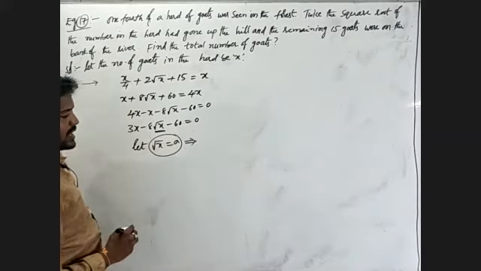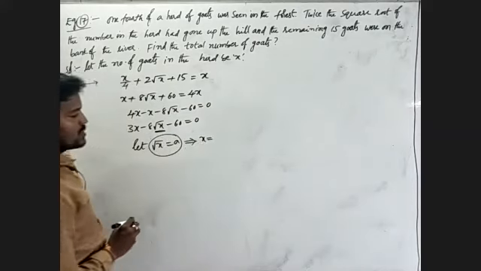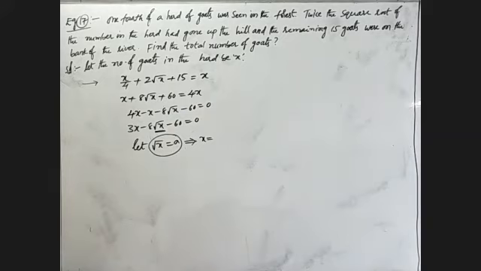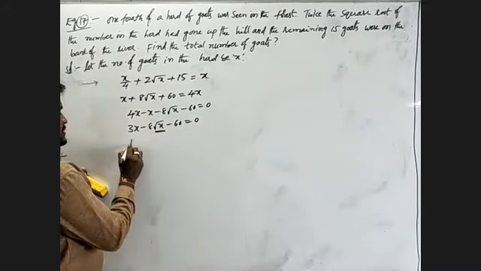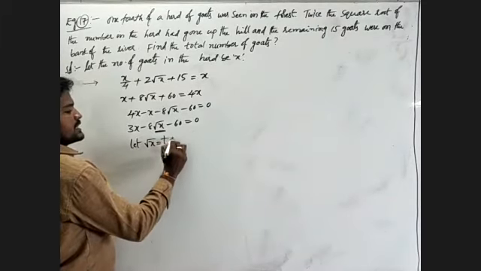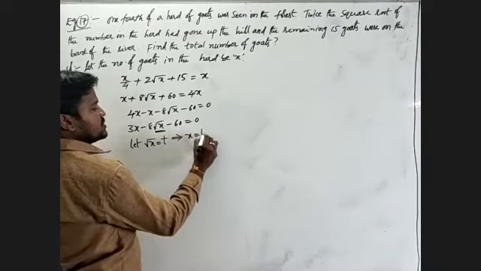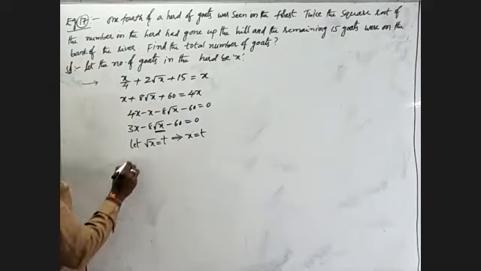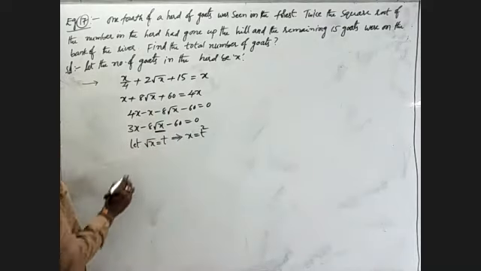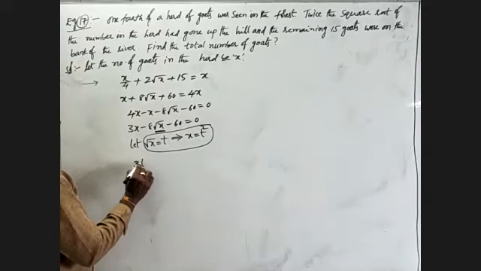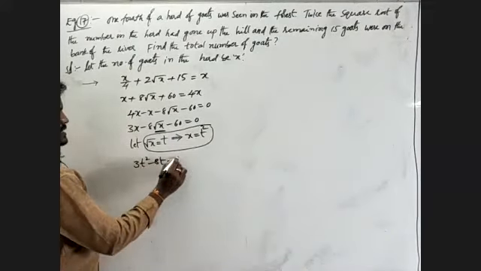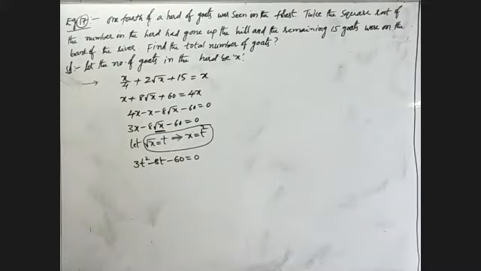Then x is equal to a power 1/2. Okay, I will take let root x is equal to t, and that implies squaring on both sides, then x is equal to t square. Substituting t square for x in the given one, I will write 3t square minus 8t minus 60 will become 0.